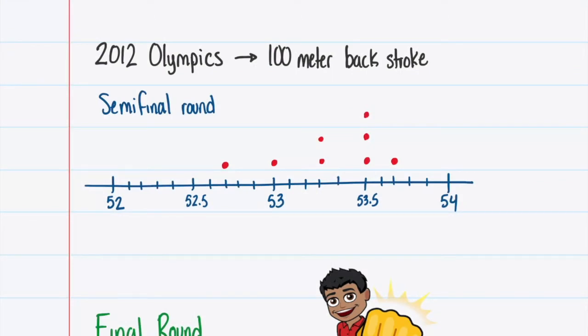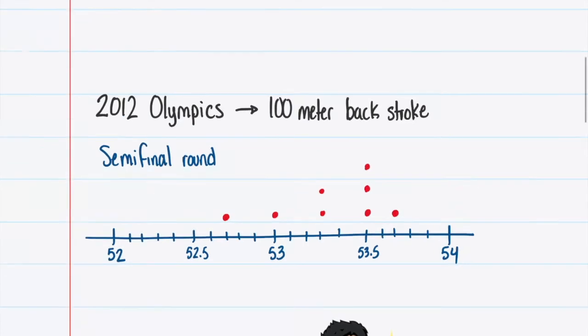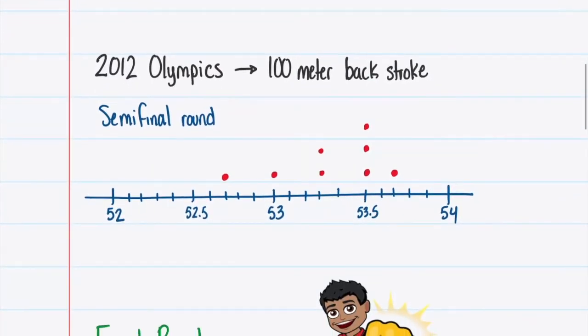Data about the 2012 Olympics, and this is called the 100-meter backstroke. So this is a swimming competition, and this is the semifinal round. As you can see, how many swimmers do we have? Because this is a dot plot, we can actually know it. We have 1, 2, 3, 4, 5, 6, 7, 8. We got ourselves 8 swimmers in this competition.